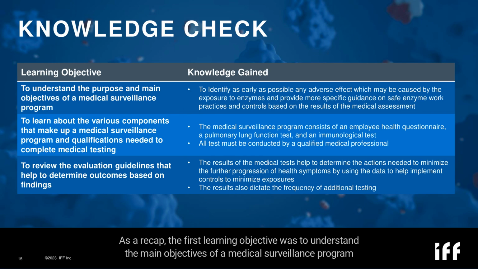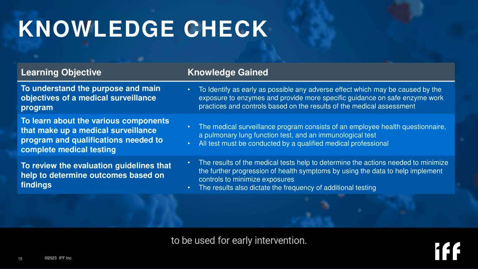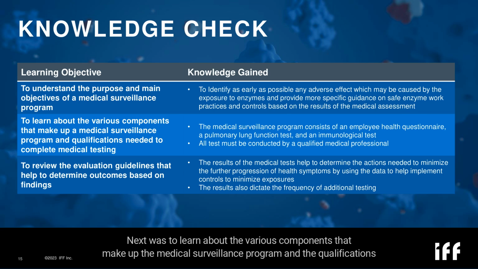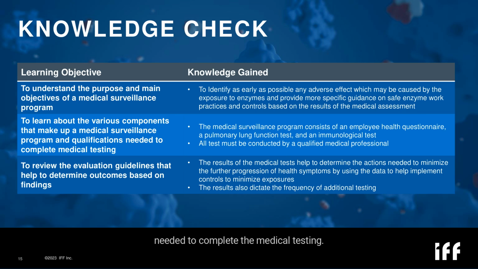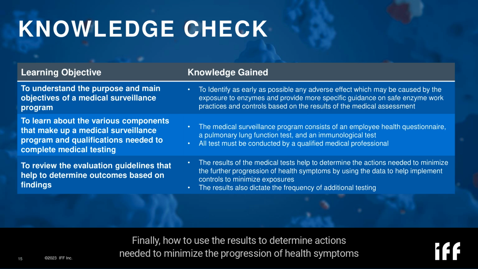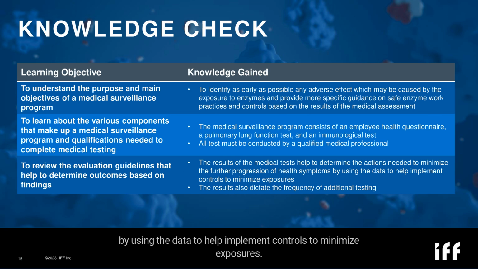As a recap, the first learning objective was to understand the main objectives of a medical surveillance program to be used for early intervention. Next was to learn about the various components that make up the medical surveillance program and the qualifications needed to complete the medical testing. Finally, how to use the results to determine actions needed to minimize the progression of health symptoms by using the data to help implement controls to minimize exposures.